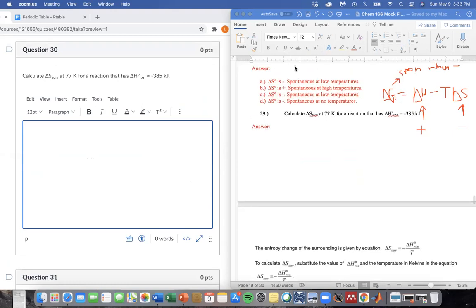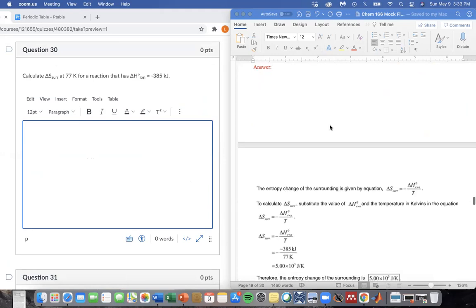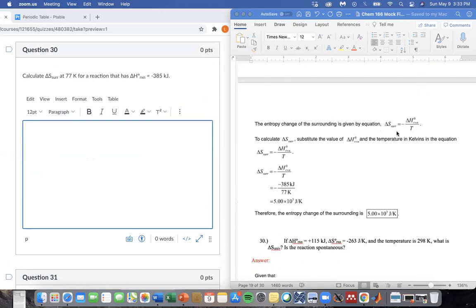For this next one, we need to calculate delta S surroundings at 77 K for a reaction that has a delta H of negative 385 kilojoules. If you remember this equation, it's delta S surroundings equals negative delta H reaction over T. The only thing you have to do here is just plug in your delta H reaction and your temperature. So you do negative 385 kilojoules over 77 Kelvin, and you get 5 times 10 to the 3 joules per Kelvin. So your entropy change of the surroundings is 5.0 times 10 to the 3rd joules per Kelvin.